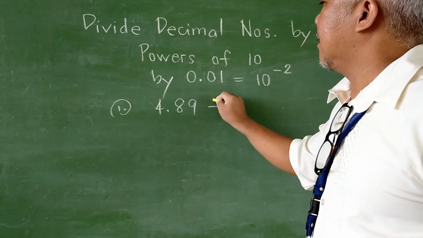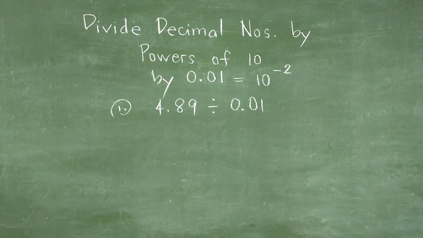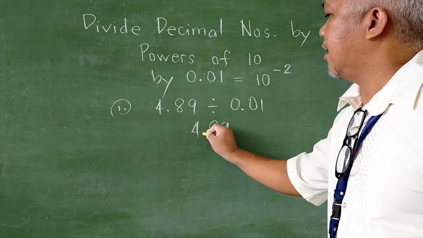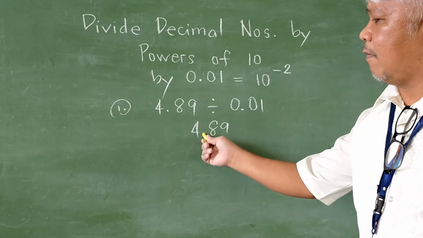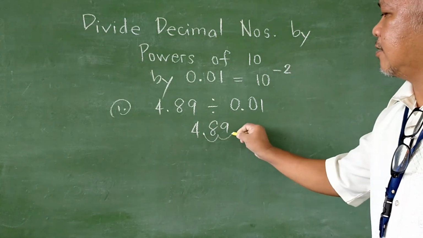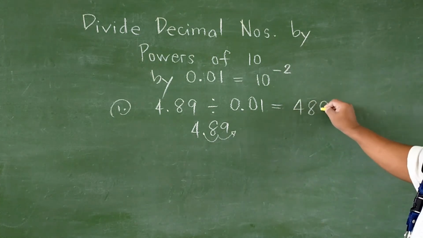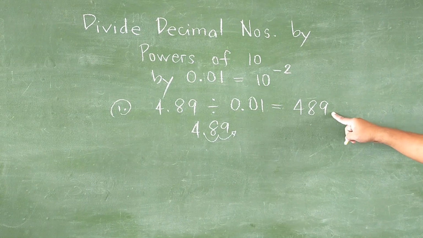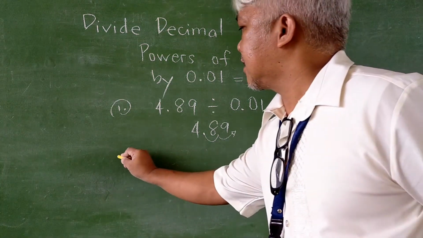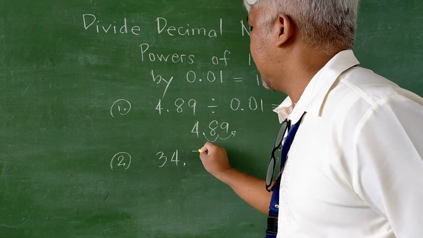4.89 divided by 0.01 or 100. So, 4.89. From this point, mag-move ka ng dalawang beses. So, isa, dalawa. So, the correct answer here is what? 489. Dahil nasa dulo ang decimal point, kahit hindi na natin ilagay. Okay?